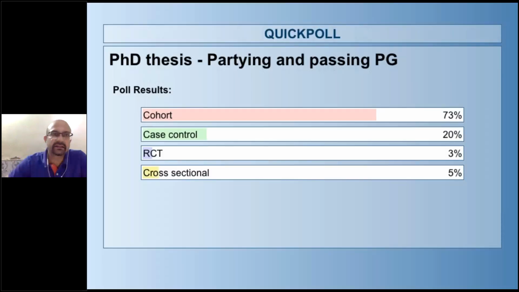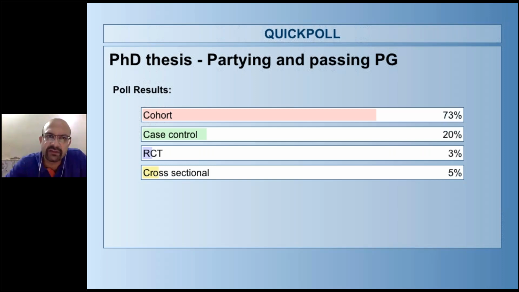Yes, 73% have answered. A cohort would be the best way to look at this particular study design, because I can recruit people who have joined in 2020 and follow them up to see कि कितने लोग पार्टी कर रहे हैं हफ्ते में 3 बार या महीने में 3 बार, and then see कि कितने लोग end में जाकर पास हो गए हैं. Case control is not the right answer at this particular point of time, because I have 5 years in my hand, and so a cohort would be a better way to do it.